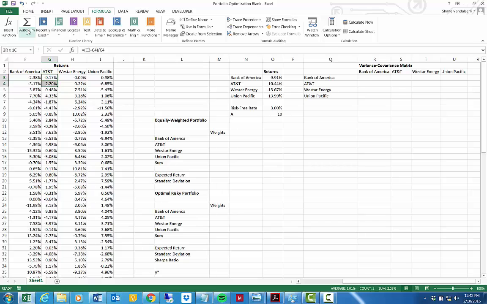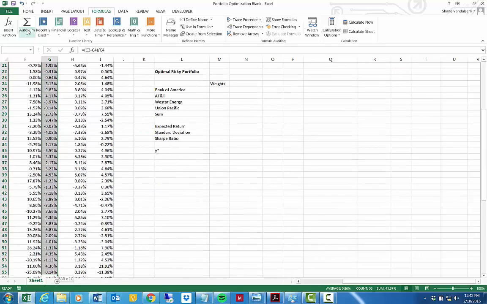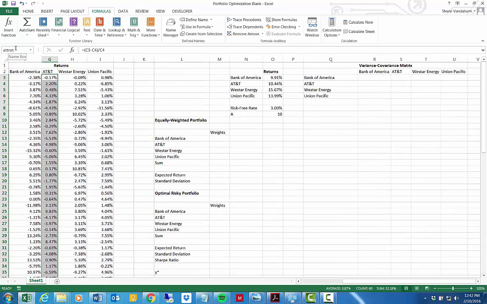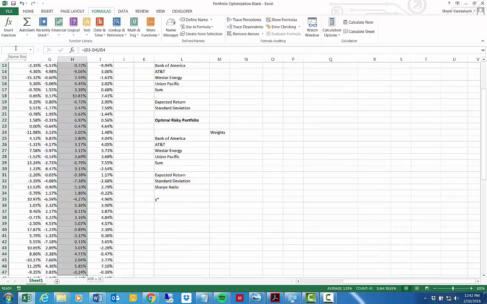Okay. The next one, I'm going to use AT&T. So I highlighted all of the percentages there. And I put ATT RET. The next one for Westar Energy. Again, I'm going to highlight all of their returns.